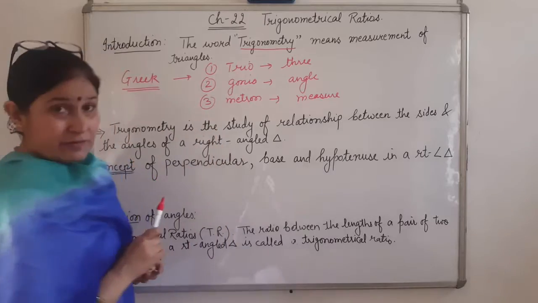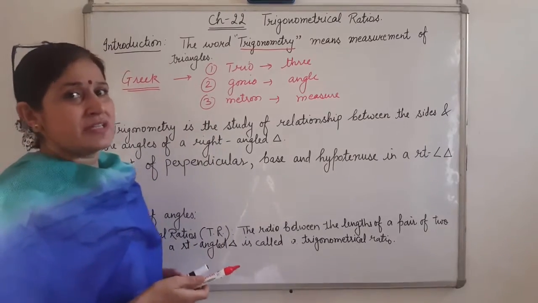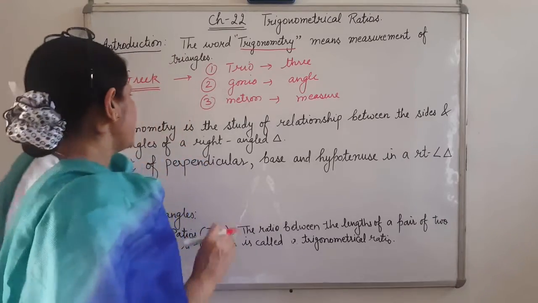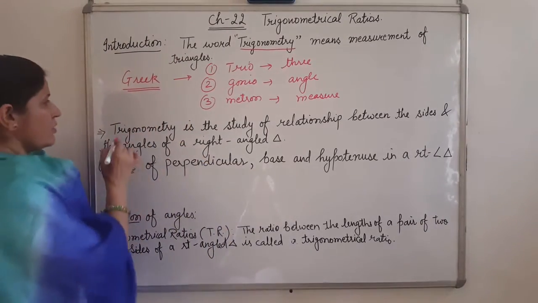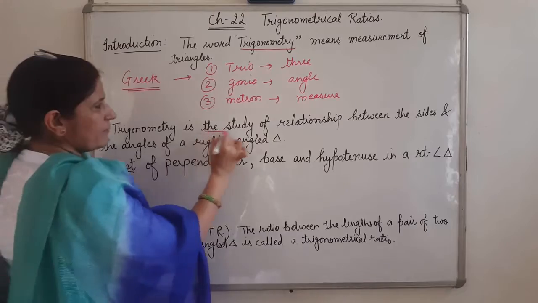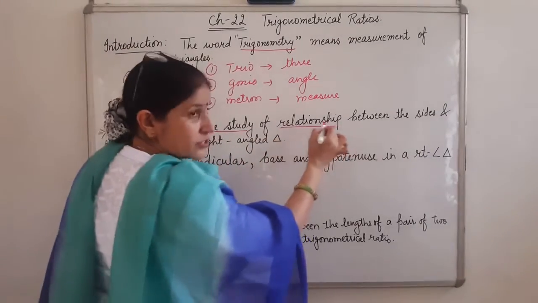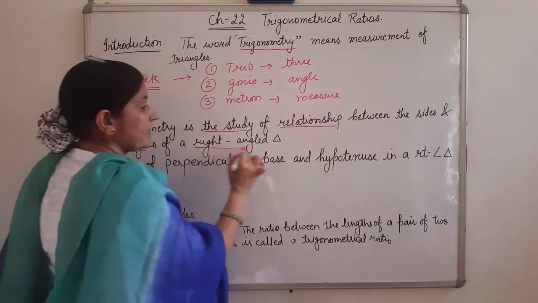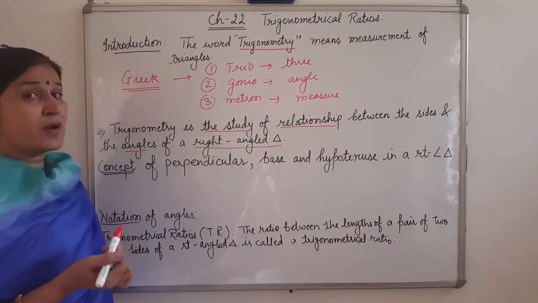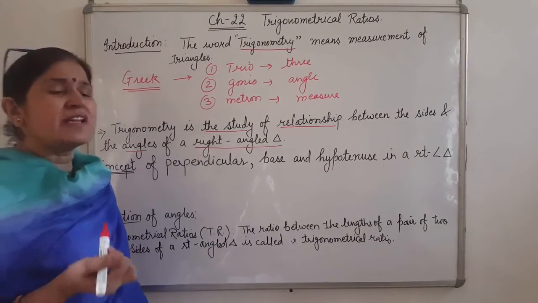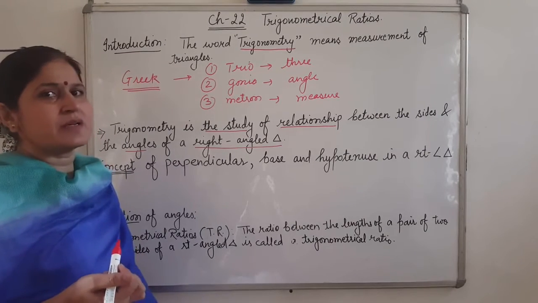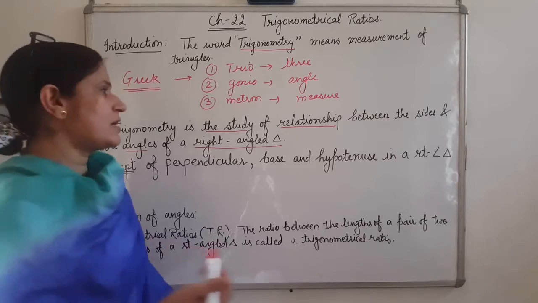According to Greek language, whoever mathematician introduced this, he belonged to Greece. Yes. So what is trigonometry now? Trigonometry is the study of relationship between the sides and angles of right angle triangle. So we are talking about right angle triangle. What is right angle triangle? We have done in Pythagoras chapter also and in triangles also.